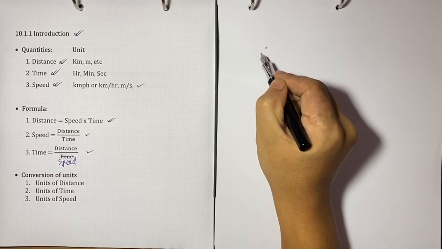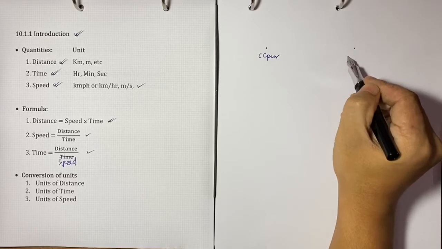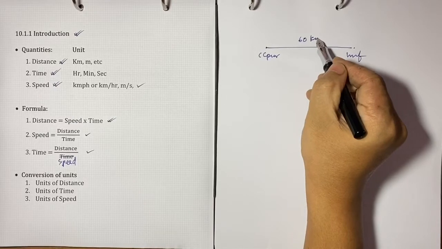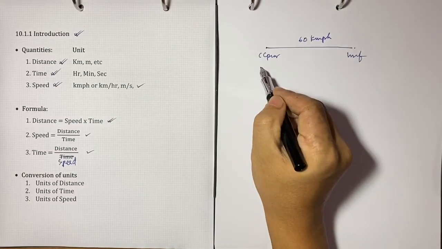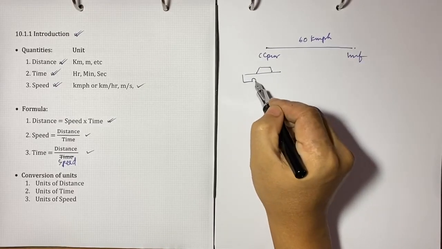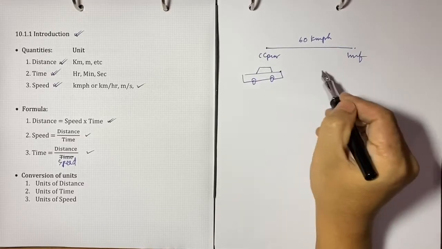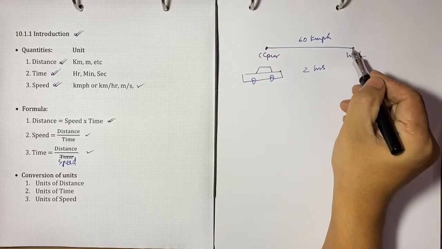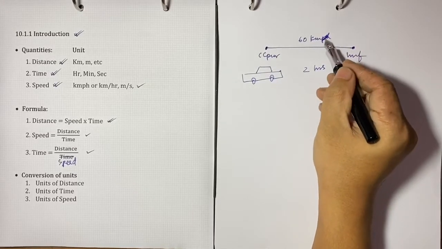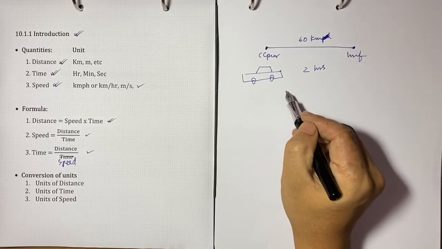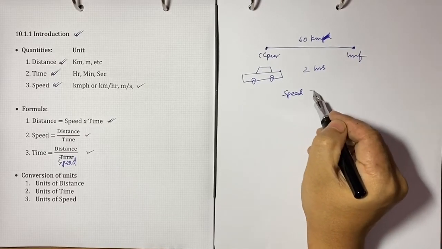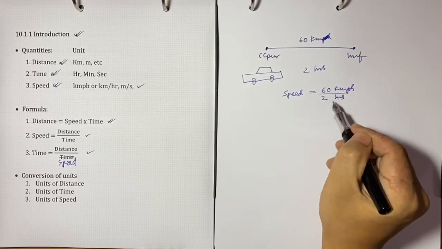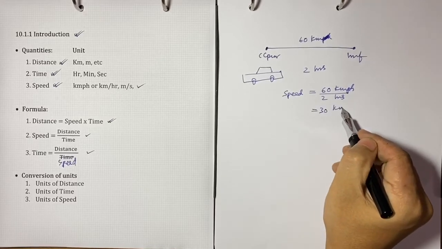For example, this is Churachandpur and this is Imphal. The distance is 60 km. Suppose you are going by a car and you take 2 hours. So you are traveling from Churachandpur to Imphal, the distance between them is 60 km, and you took 2 hours. In this case, the speed will be 60 km divided by 2 hours. Cancelling it, 30 km per hour.